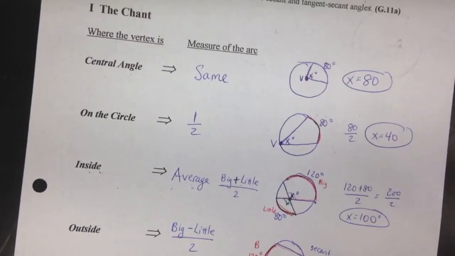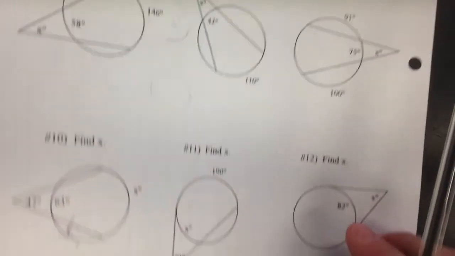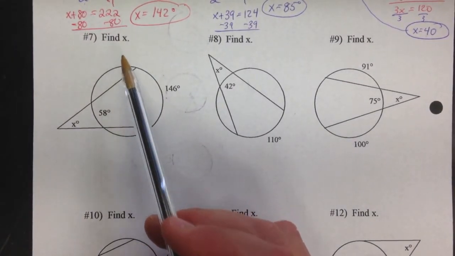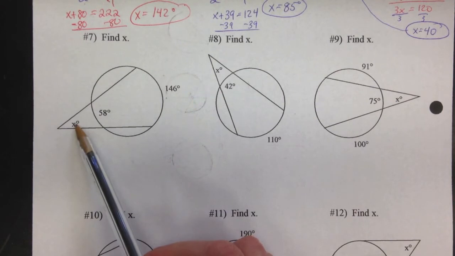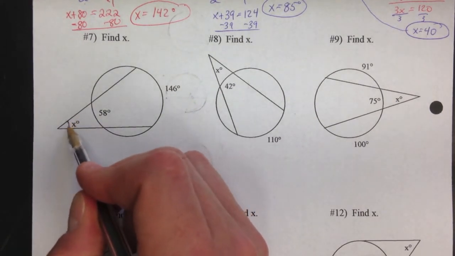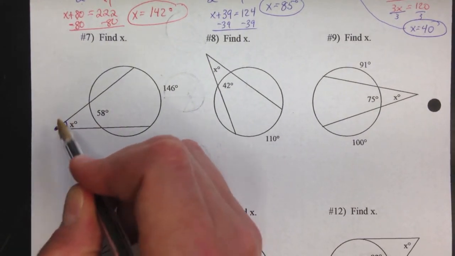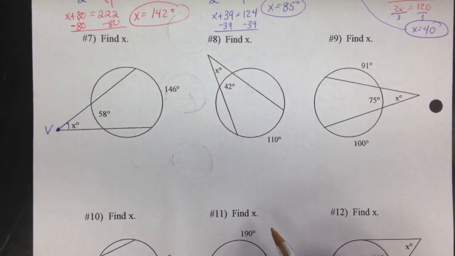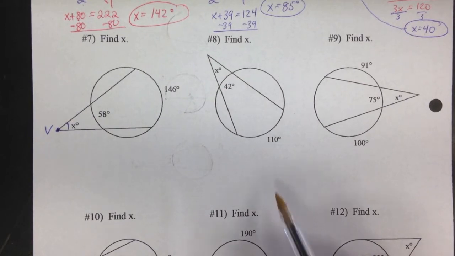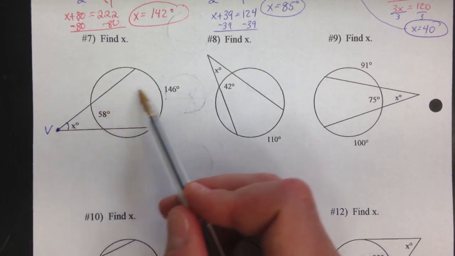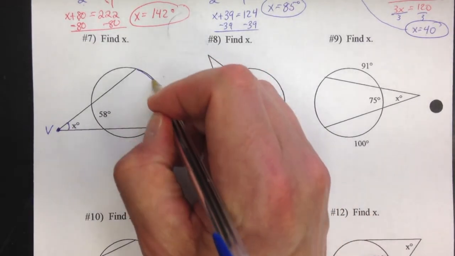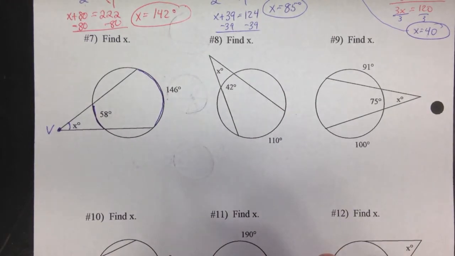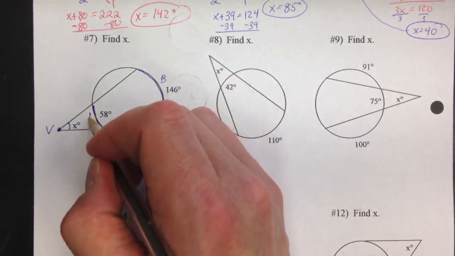So let's go ahead and use this. We'll flip it back over. And we're at number 7 now. So we want to find x. And here's the angle x degrees. Now notice, where's the vertex, the point? It's outside. If it's a central angle, it's the same. If it's on the circle, it's 1/2. If it's inside, then it's average. If the angle's on the outside, then it's big minus little over 2.